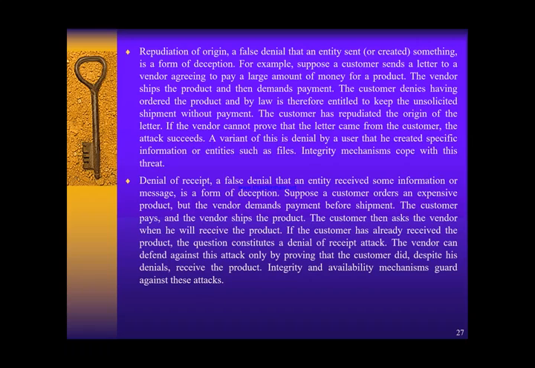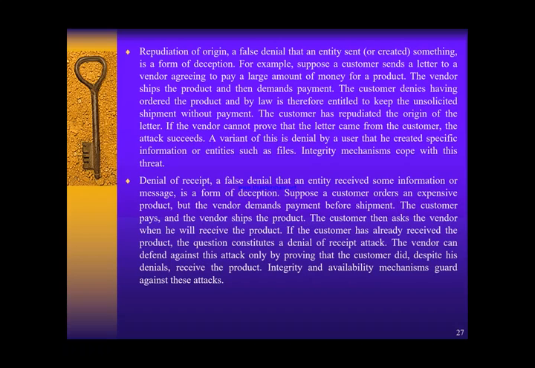A variant of this denial is denial by a user that he created specific information or entities, such as files. Integrity mechanisms cope with this threat. Repudiation of origin is also something we can face while ordering and purchasing in the online market.